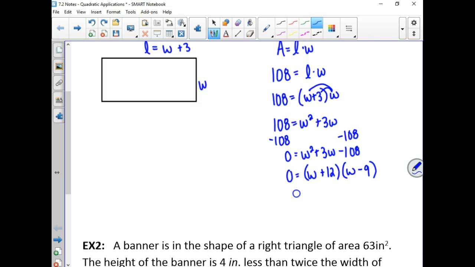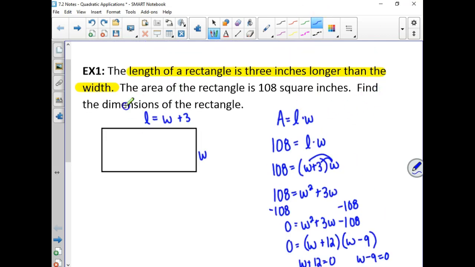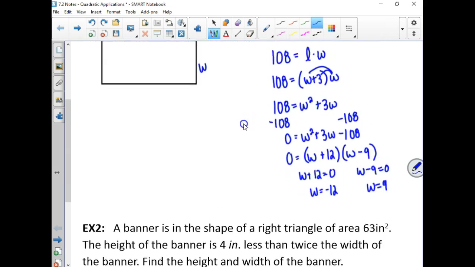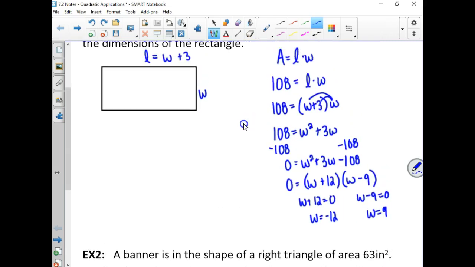I need to set each one of these equal to 0, so W plus 12 equals 0, and W minus 9 equals 0. So that will give me W equals negative 12, and W equals 9. But if you think about what we're looking for in this problem, the question says find the dimensions of the rectangle. So we're looking for the length and the width of this rectangle. It does not make sense to have a negative length or width. So we're going to throw W equals negative 12 out, because of the context of the problem, it doesn't make sense to have a negative.